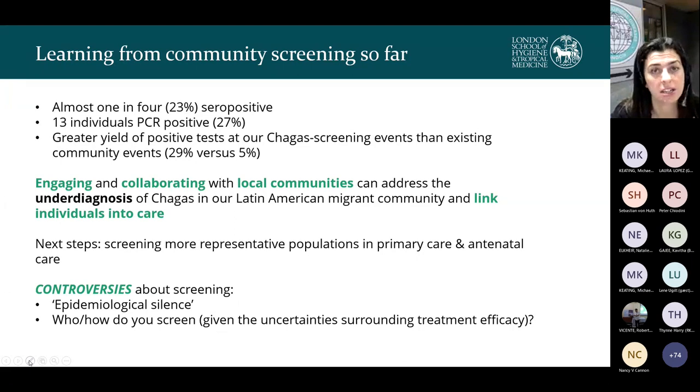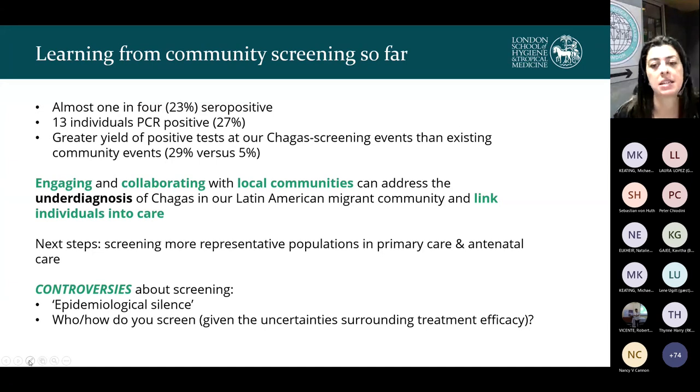I think it's important to mention that screening for Chagas is not without its controversies. Perhaps the biggest challenge we have is this so-called epidemiological silence. By that I mean that we know there are certain hot spots of Chagas transmission, for example, the areas where Javier and Graciela come from. But aside from that, we have very patchy seroprevalence data, so we don't really know which parts of Latin America there is ongoing Chagas transmission, or indeed in which parts there's previously been Chagas transmission. And so our approach to screening is quite an epidemiologically blind one.